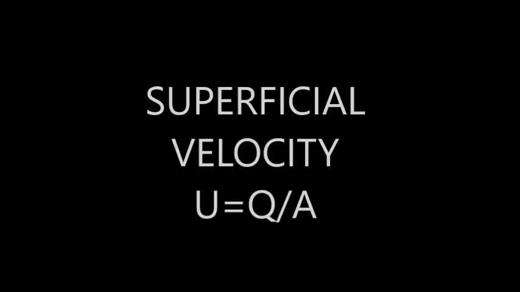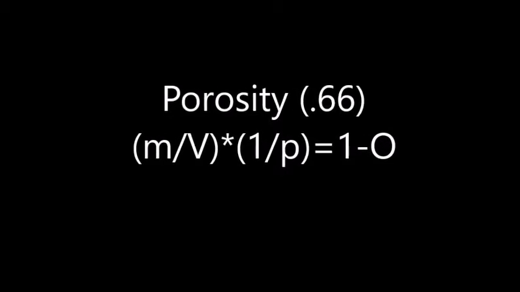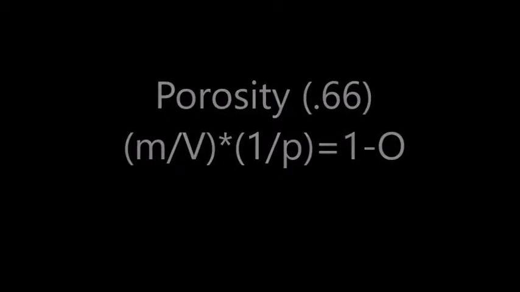In this section, we will be talking about the equations that the team used during the course of the entire project. The first is superficial velocity, which is calculated by the flow rate divided by the cross-sectional area of the filter body. The next is porosity, which we calculated to be 0.66 from the equation that is shown.